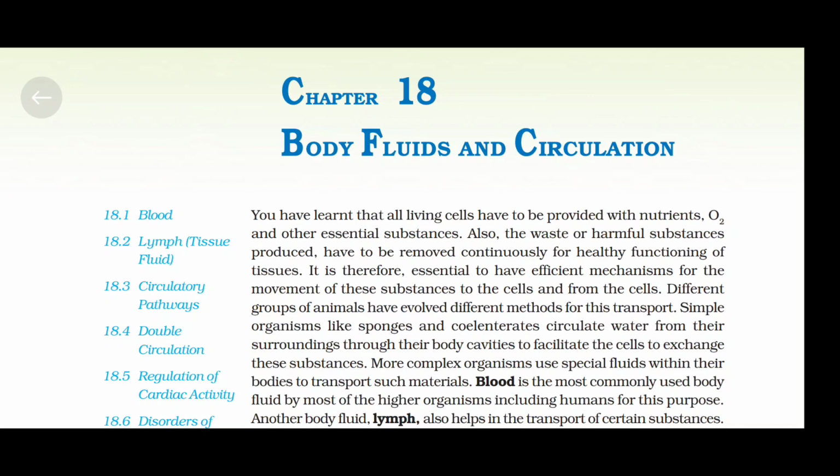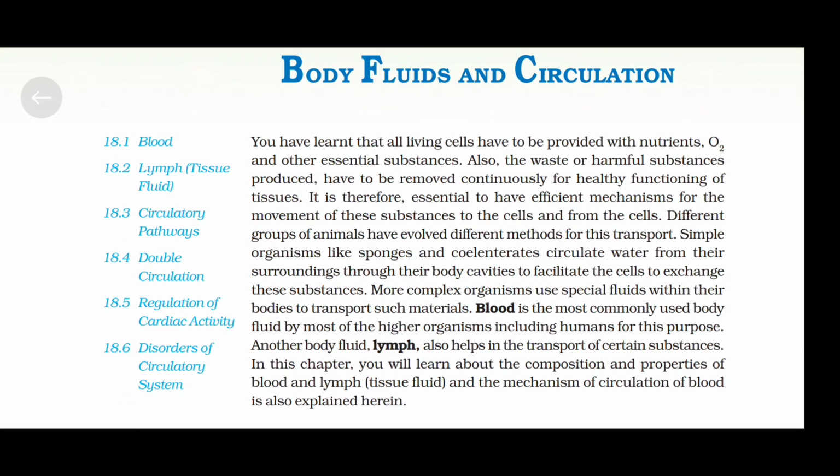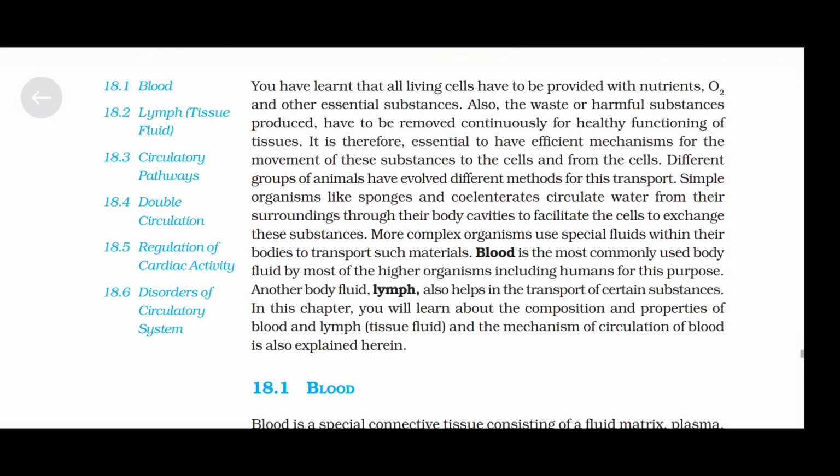Different groups of animals have evolved different methods for this transport. Simple organisms like sponges and coelenterates circulate water from their surroundings through their body cavities to facilitate the cells to exchange these substances. More complex organisms use special fluids within their bodies to transport such materials. Blood is the most commonly used fluid by most of the higher organisms, including humans, for this purpose. Another body fluid, lymph, also helps in transport of certain substances.